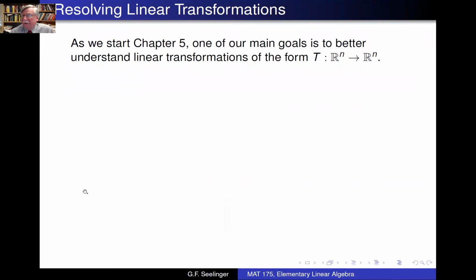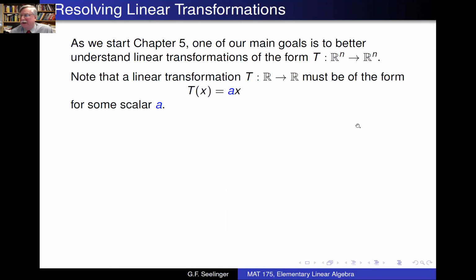In chapter 5, we start one of our main goals, which is to better understand the linear transformations. What we want is to have the same domain and codomain, from Rn to Rn. And we talked about, on Wednesday, how in one dimension, all a linear transformation is, is a linear function of this form, where all you're doing is just multiplying by a constant, okay?